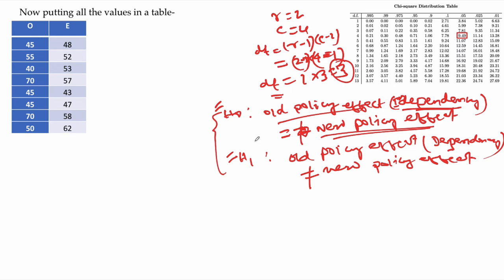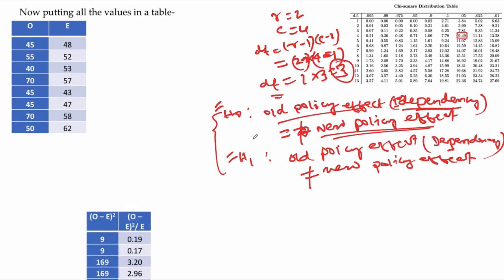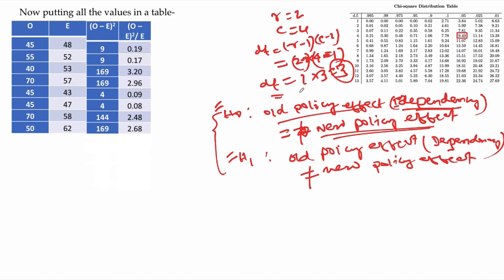Now we need to calculate the chi-square cal value and the chi-square critical value. For that, we need to find this formula, right? Because the chi-square cal value is nothing but the summation of observed value minus expected value whole square divided by E, whole summation. Clear? So if we do that, what are we getting?